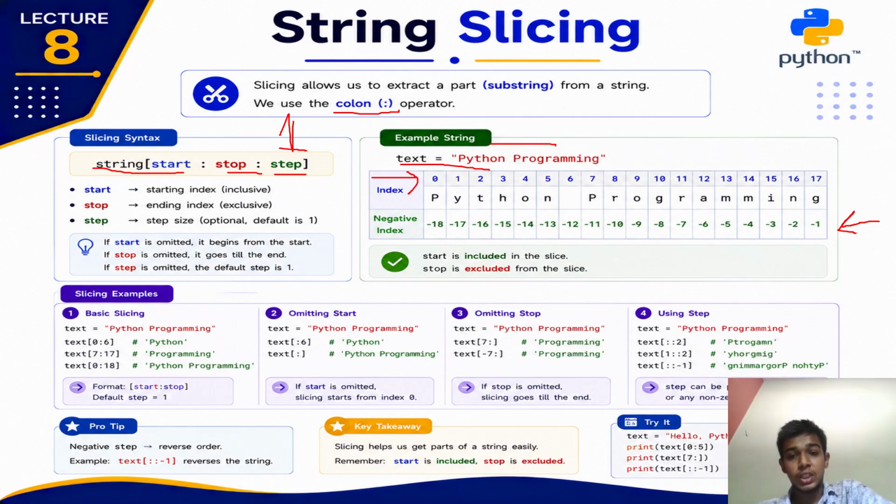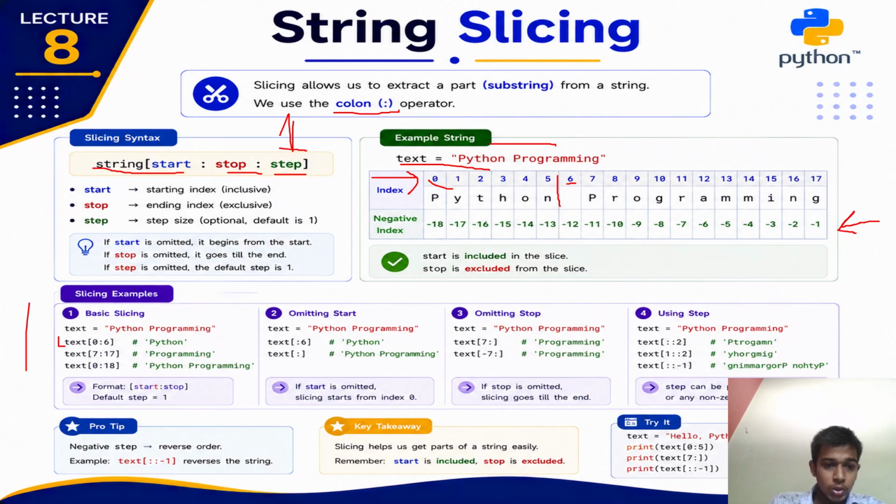Now let's see the slicing examples given here. Understand them one by one. The first one is the basic slicing example. The text is Python programming. First is text[0:6]. This starts from 0 and stops before index 6. So the output is Python. It starts from 0 and goes till 6, but the stop value is excluded, so it will be until index 5. So the output will be only Python.